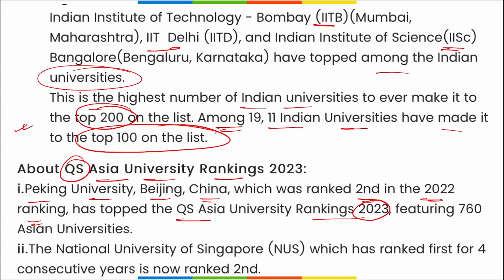There were 760 Asian universities ranked in this particular QS Asia University Ranking, and National University of Singapore, which was ranked first for the 4 consecutive years, has now been ranked second, and Peking University has ranked first, and second is your National University of Singapore. And there were 19 Indian institutes that have been ranked in the under 200 list of the QS Asia University Ranking, and among that also 11 of them are under the 100 list.